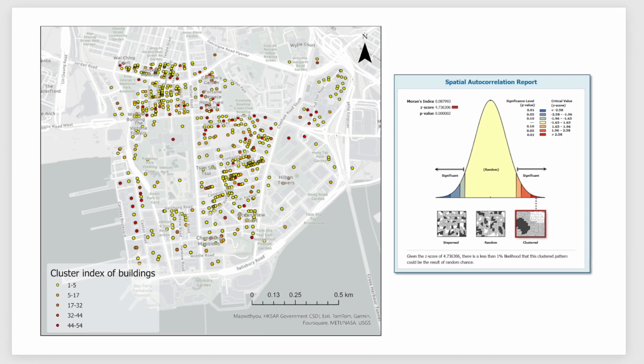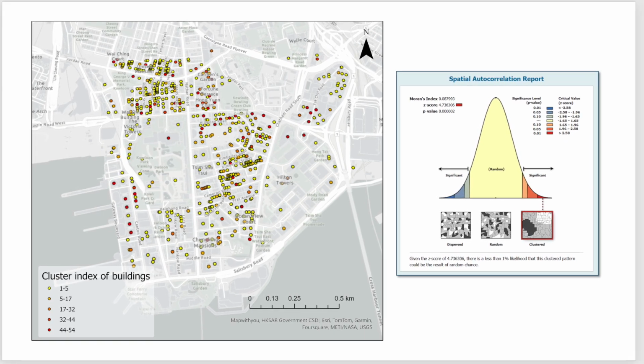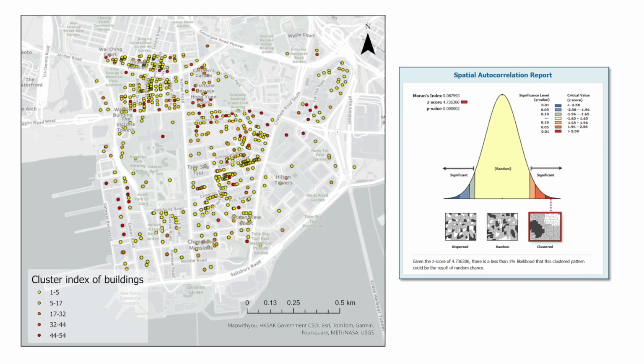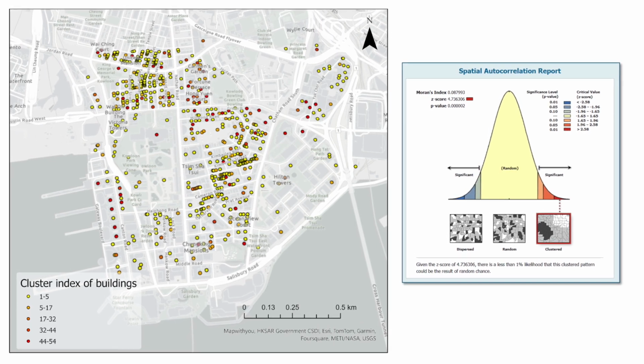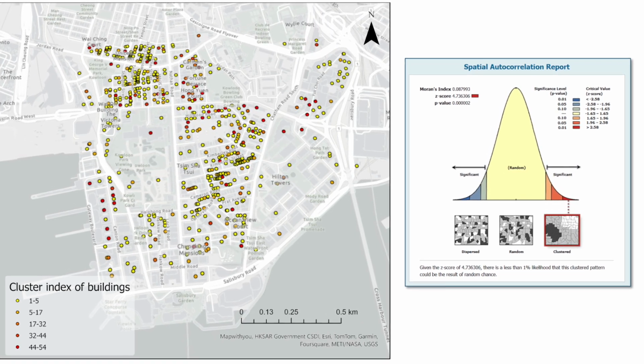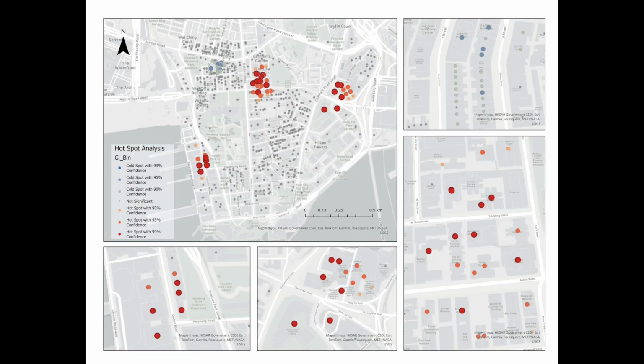We then visualized the spatial distribution of the building clusters on the map and conducted a spatial autocorrelation analysis. The result indicates that the distribution may not have been formed by random. By hot-cold spot analysis, one group of cold spots and three of hot spots can be observed.